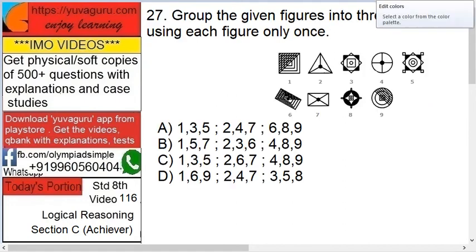Okay. Group the given figures into 3 classes using each figure only once. Here it means we have to make 3 groups which are similar. So just see this 1, 6 and 9. These are similar, these straight lines, these half shaded basically. So 1, 6, 9 is there. Is there any other group which contains 1, 6, 9? No. So D is the only answer.